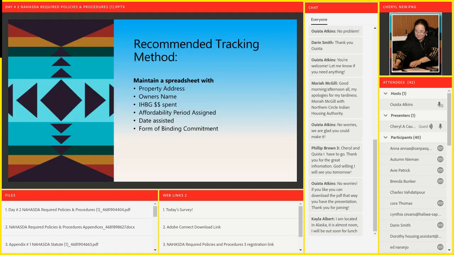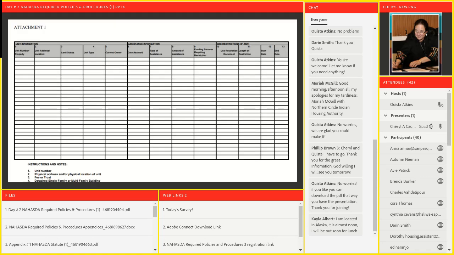Recommended tracking methods: maintain a spreadsheet with the property address, owner's name, how much money was spent, the affordability period assigned, the date that you assisted it, and what kind of binding commitment you have in place. So when we were talking about self-monitoring, this is one of the examples that HUD uses. This is one of the things they catch. So if you did that yourself as part of your self-monitoring and put this in each one of your files, you would keep yourself out of trouble.